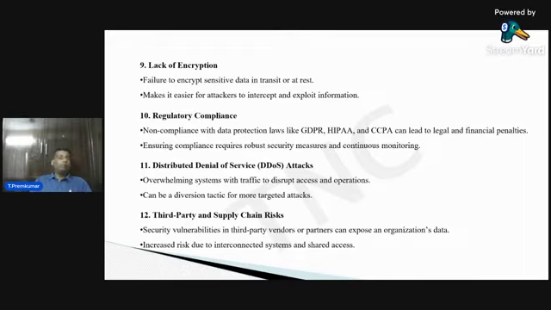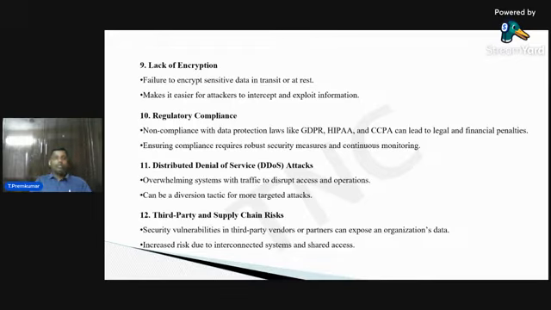And regulatory compliance: we have data protection laws like GDPR, HIPAA, and CCPA, and violating them can lead to legal and financial penalties, so compliance requires robust security measures and continuous monitoring.